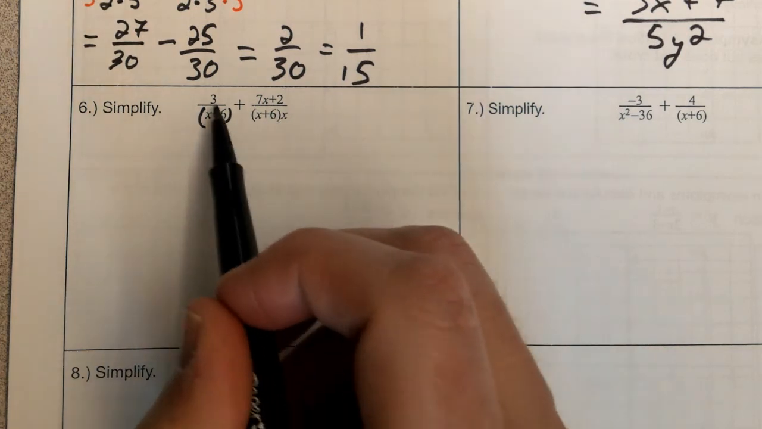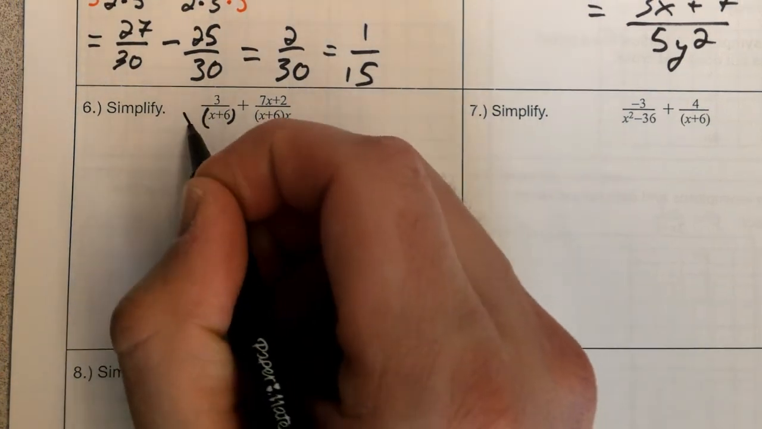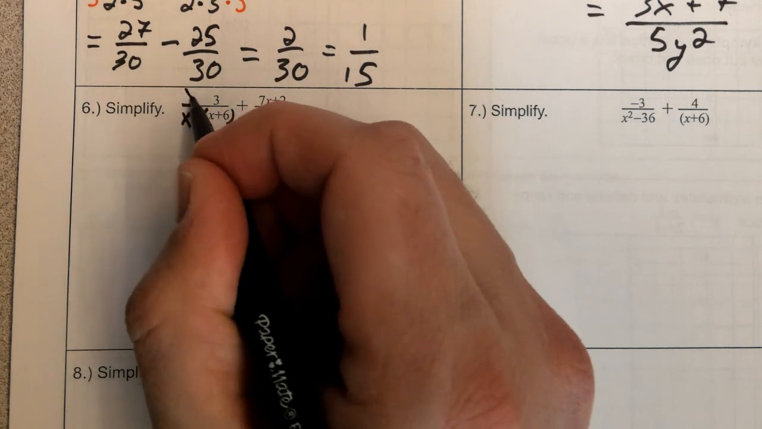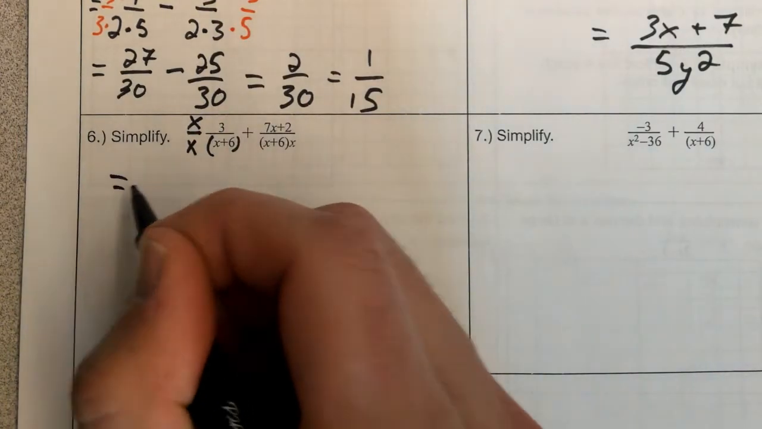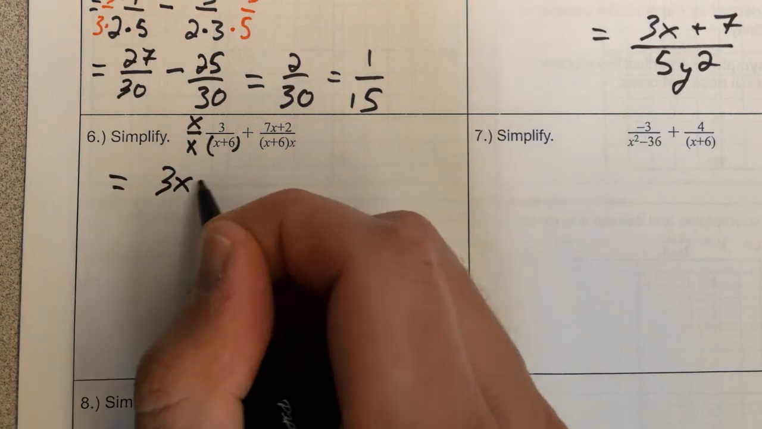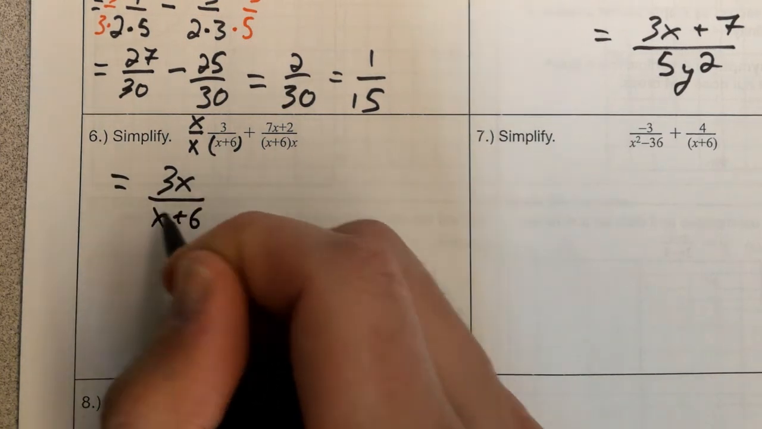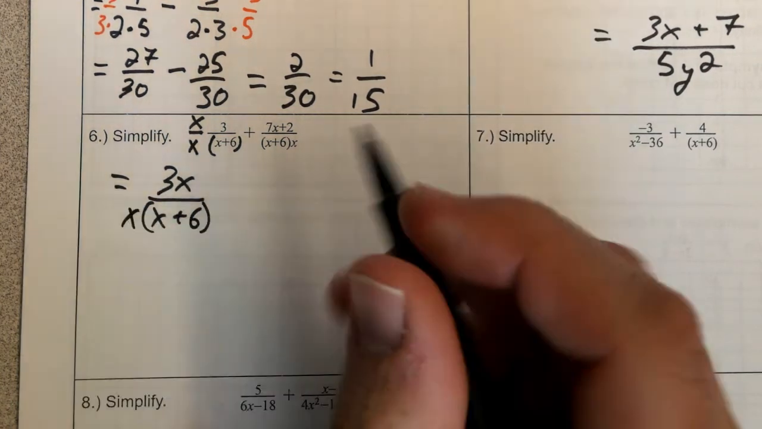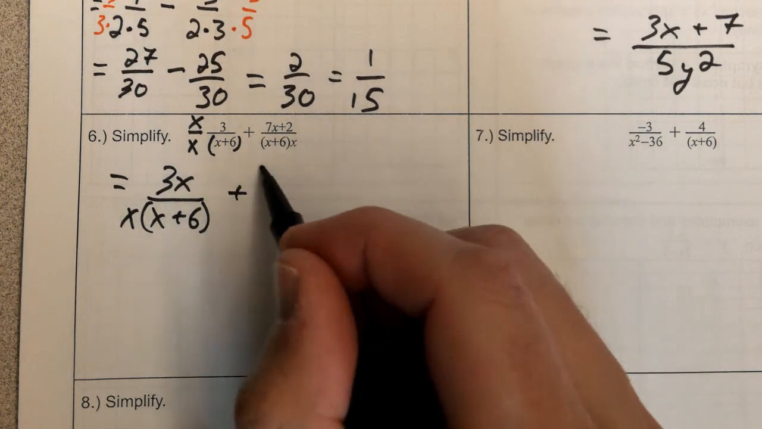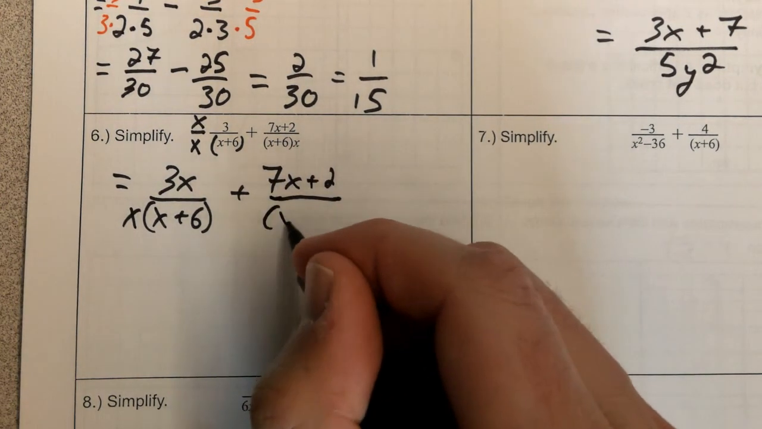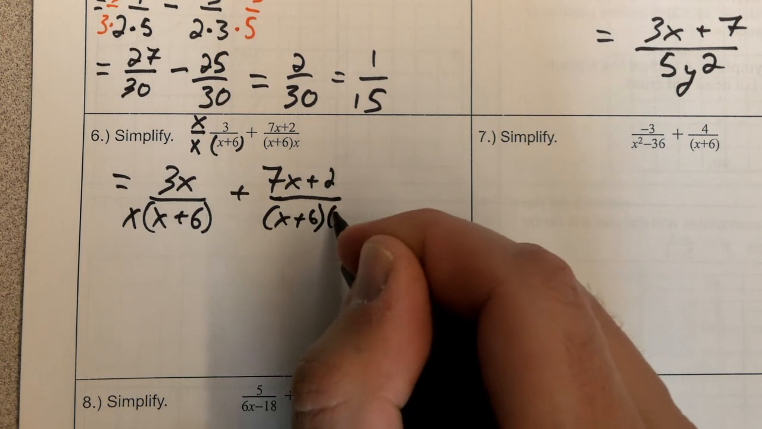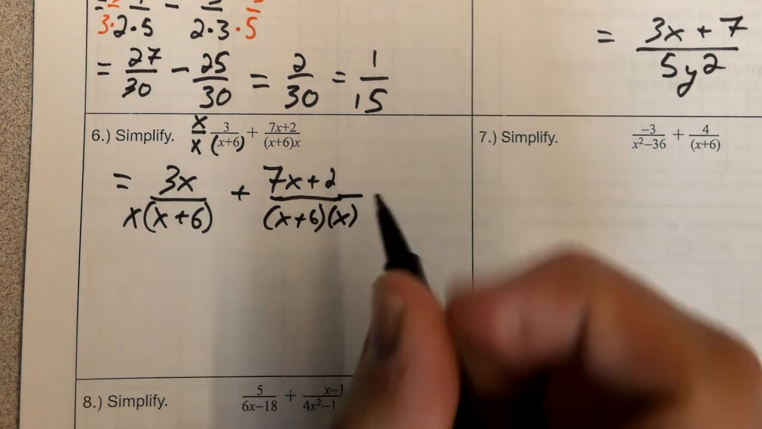So this expression here needs a factor of x, so I'll give it a factor of x, but I have to multiply the top and the bottom by x. When I do that, I get this, 3x on top over x plus 6 times x. And then over here, I have 7x plus 2 over x plus 6 times x. I didn't need parentheses around that, but these are the same denominators.